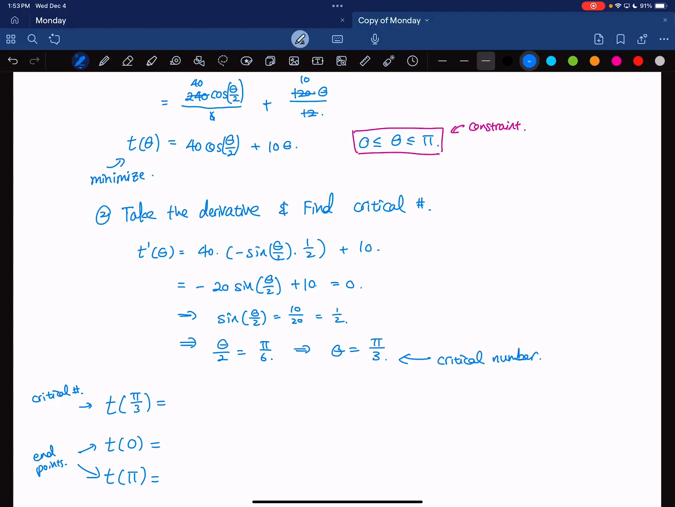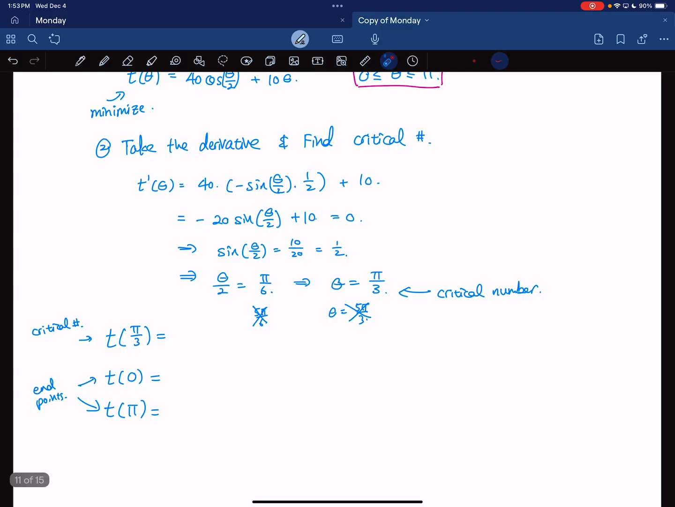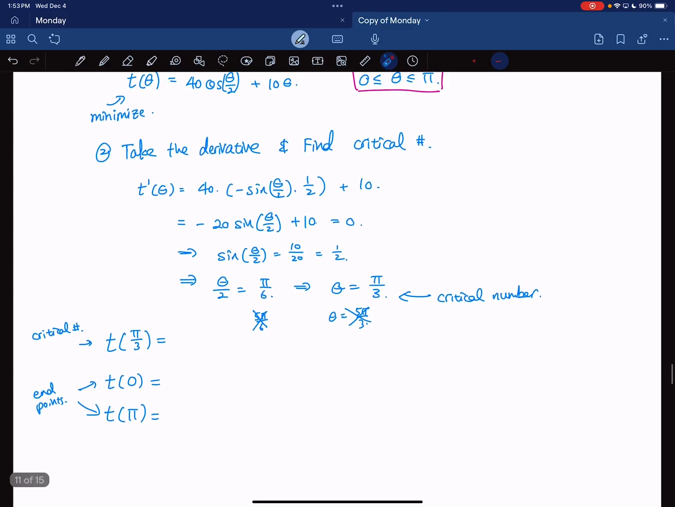So for example, there's another value here, say 5 pi over 6. Sine of that is also equal to a half. But if I multiply by 2, I would have theta equal to 5 pi over 3. That's outside of my range. And if I add 2 pi, theta is also going to be out of the range. So this value, pi over 6, is the only value here so that theta lies within the range. So this is one where you really need the constraint. Okay, very good. So theta is pi over 3. That's my critical number. Are we done?